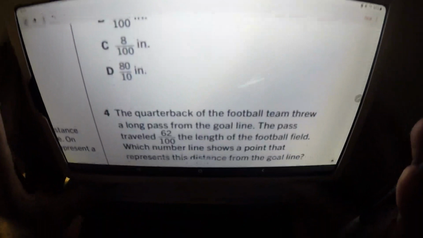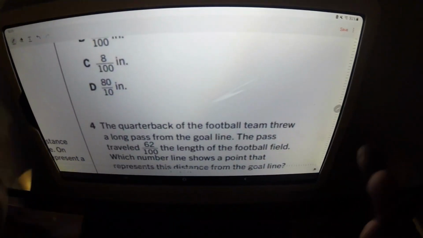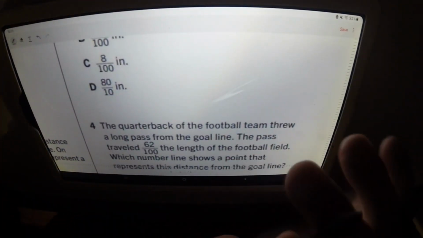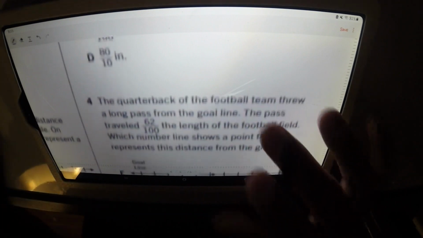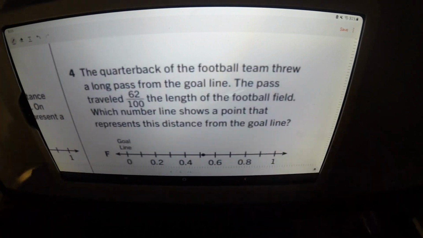I didn't do number 4, and I'm about to do it, so let's go. I'm sorry, I thought the last question was the last question. So now we're going to do number 4. This is the final question.